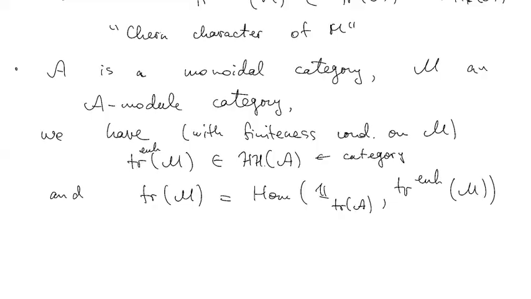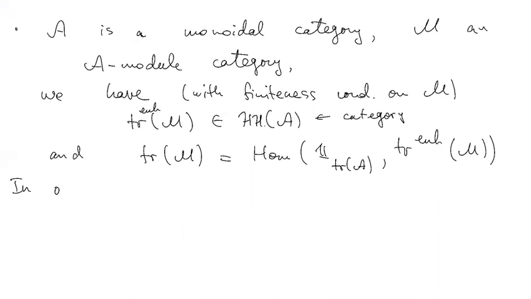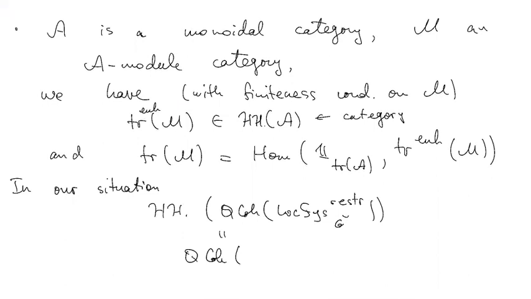So the point is, let's apply it to our situation. So in our situation, this kind of HH of restricted local systems, if you check, is just quasi-coherent sheaves, unsurprisingly, on the stack of arithmetic local systems. That's again just a general feature, essentially the same calculation that we did for why the Hochschild homology of this category, or the underlying category, is the endomorphisms of the unit object here.